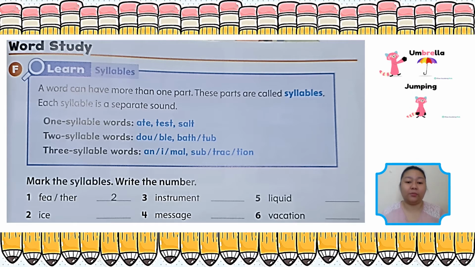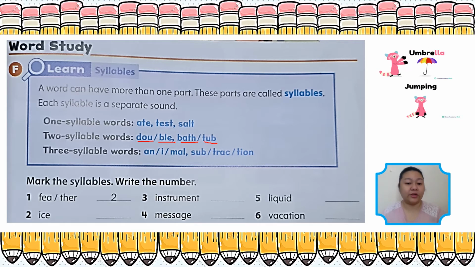Now, for two-syllable words, we have the word double and bathtub. Now, if you notice, in here, the word do, ball, and the next one, bath, tub. So when you read them, you cut them two times, two parts, and then it's do, ball, bath, tub, so that it's easier for you to read it.